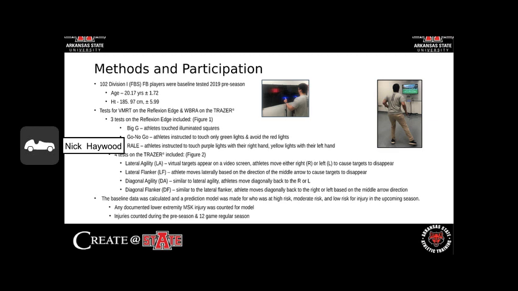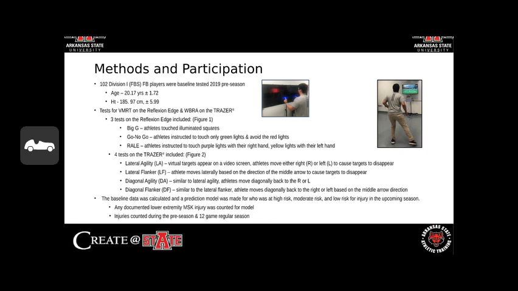In our study, there was a total of 102 Division I players baseline tested during the preseason. In total, there were 7 tests, 3 tests used on a light board, known as the reflection edge, and 4 tests done on a separate device known as the tracer. The reflection edge captured the athlete's visuomotor reaction time on an LED touchscreen light board, and the tracer tested their whole body reaction agility with a monitor and a video camera.